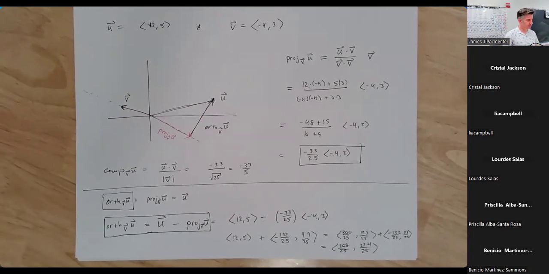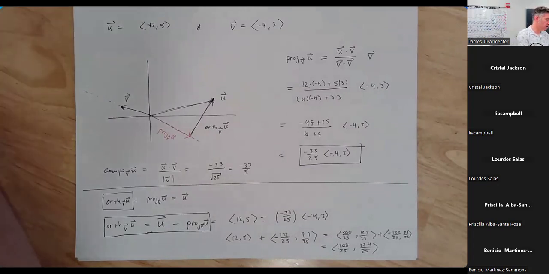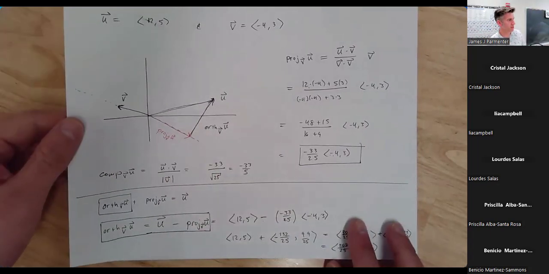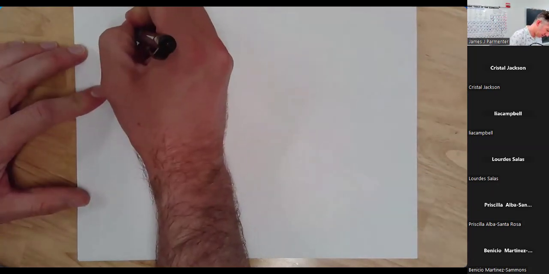All right, so moving along. Yeah, those are fine. Matrices.